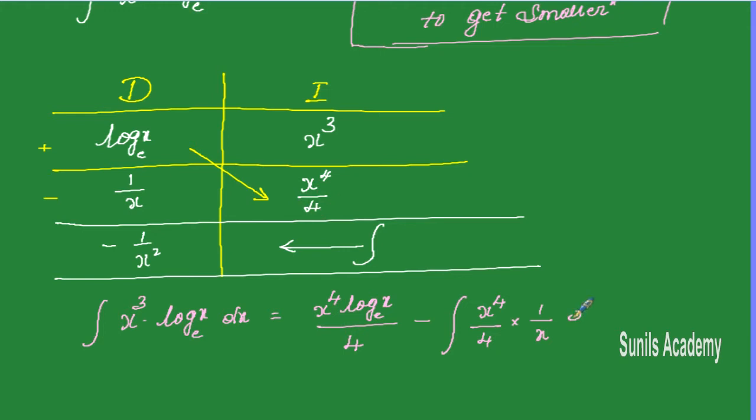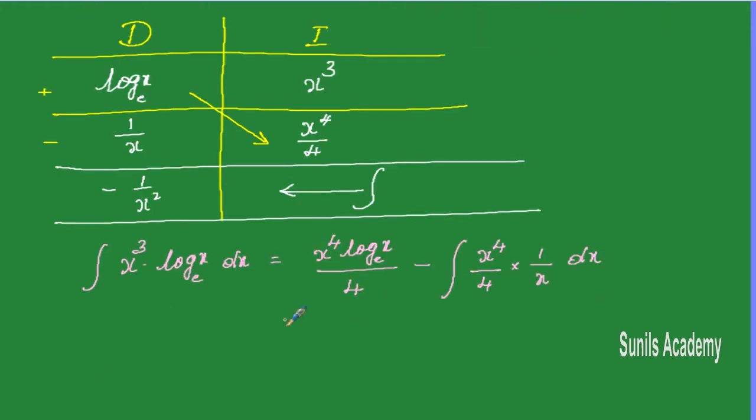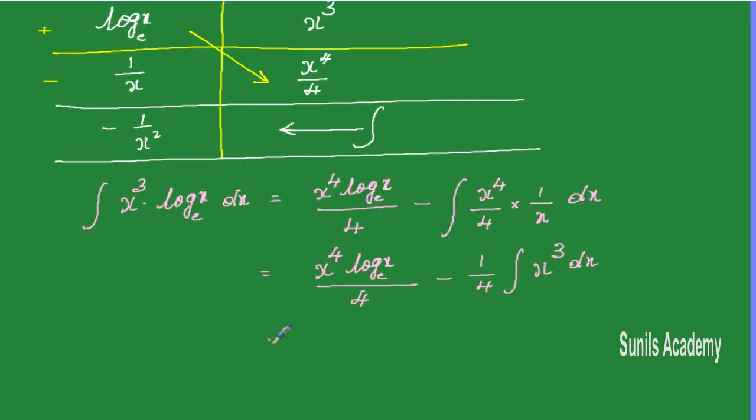With respect to what? x. Then integrate now. Then x to the power of 4 into log x base c divided by 4, minus 1 by 4, which is a constant, into the integral of x to the power of 3 with respect to x. So x to the power of 4 into log x base c divided by 4 minus 1 by 16 into x to the power of 4 plus integral constant.